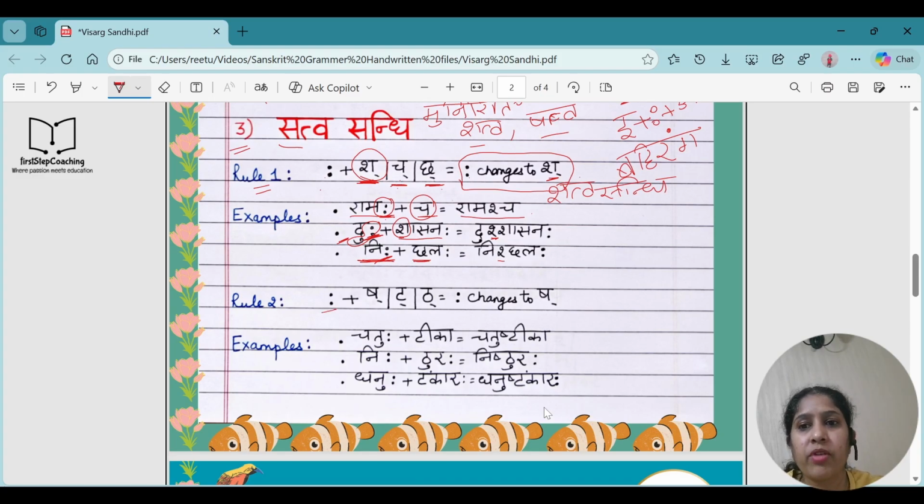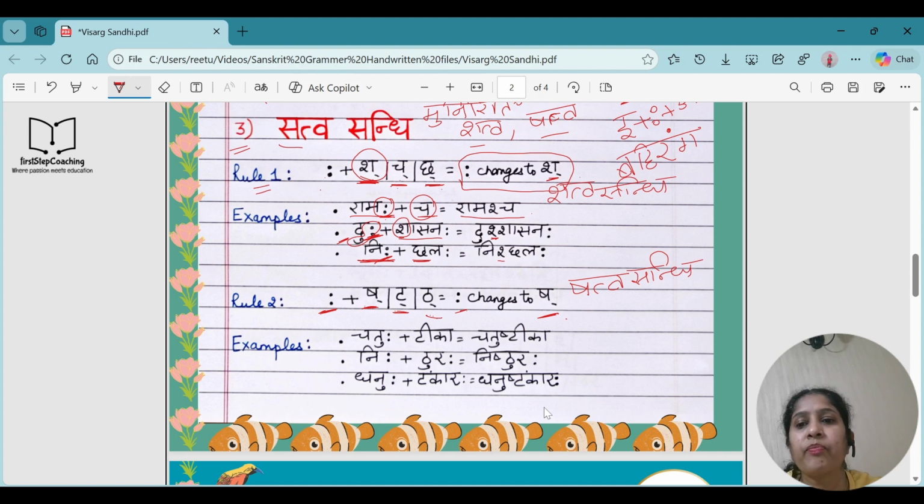Next one is, if the first word is ending with Visarg and it can be any swar, with any matra it can be there. And the second word is starting with the Sh Shatkon, T or Th. Out of these three things, anything is there, then the Visarg is going to change to Sh Shatkon. This time, Sh Shatkon, that's why we sometimes call it Shatva Sandhi also. So Visarg plus Sh Ta Tha will give you Sh Shatkon.